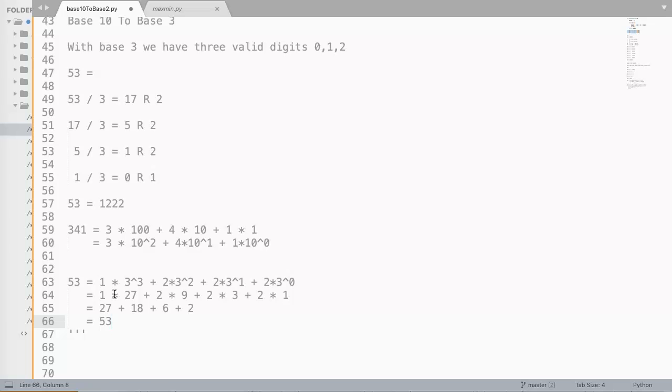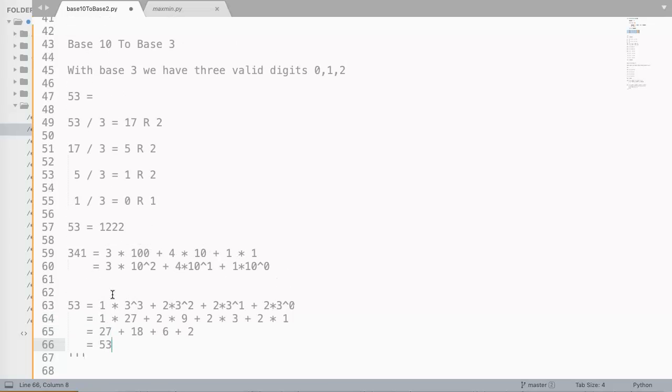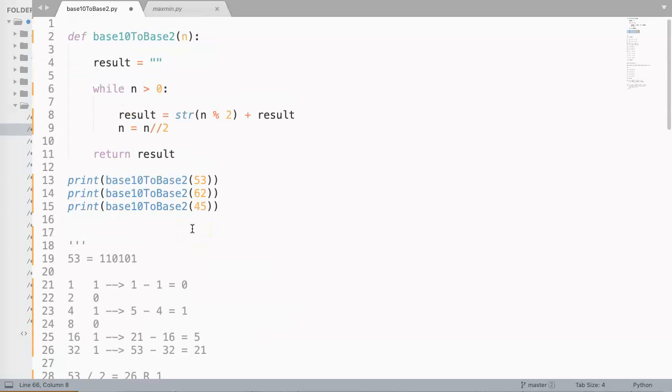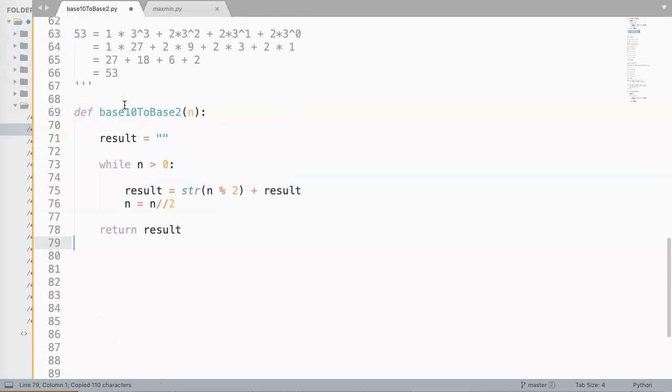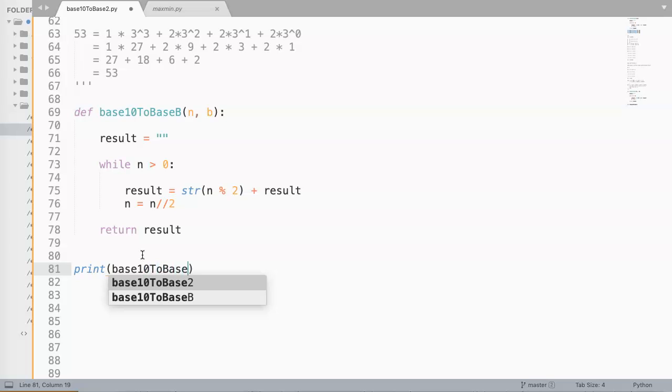What I want to highlight here is that in computer science we think a lot about base 2 because it's binary, but we can generalize this to anything. With that said, let's take the function that we wrote up here and generalize it. I'm going to paste it below, and we're going to call this base 10 to base B. The first thing I need to do is add a second parameter so I know what base I want to convert to. If I wanted to convert 53 to base 3, I'm going to say base 10 to base B, 53, comma 3.